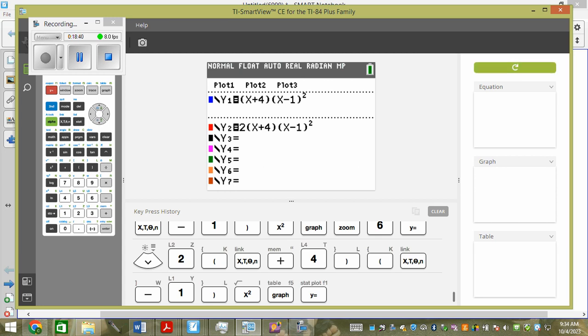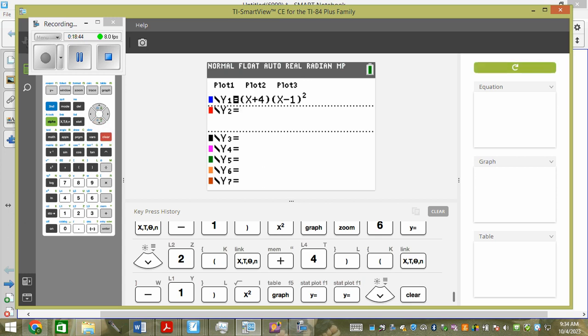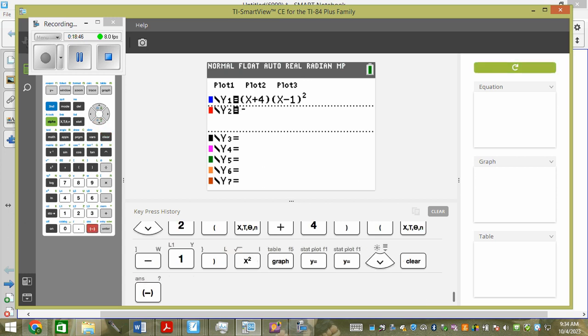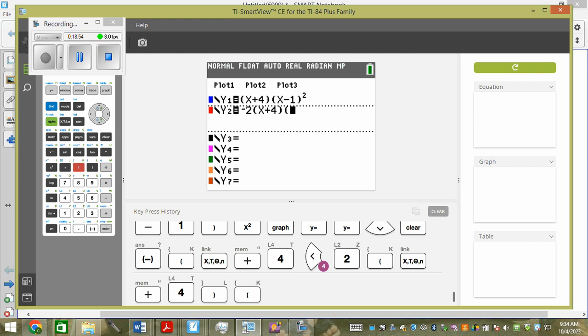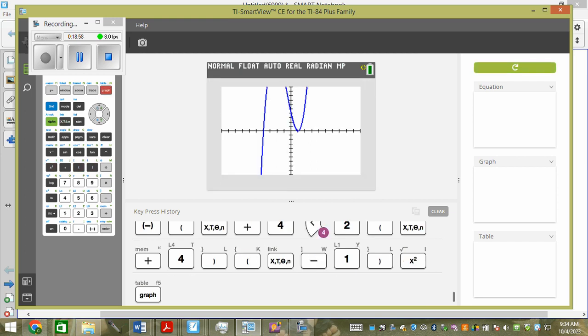No. Watch. I'm going to be a super rebel without a cause. Negative, x plus 4. No, -2. I want to be more rebellious. Okay. -2 times x plus 4, x minus 1 squared. Graph. Oh, that baby's going down. Why? What did it do? Transformation-wise.